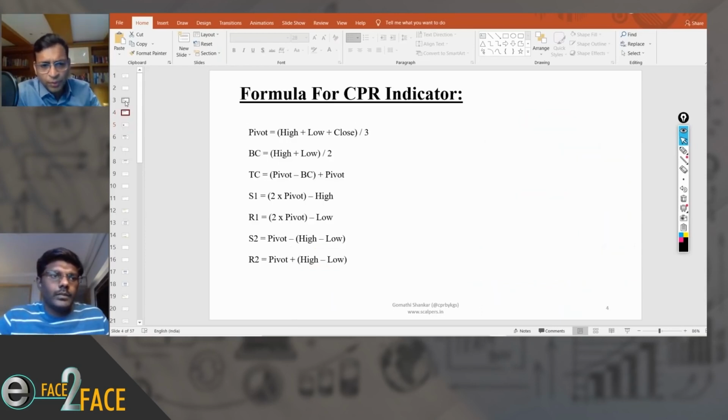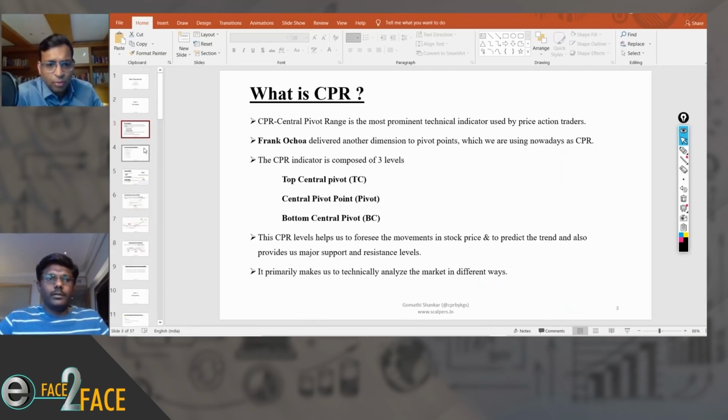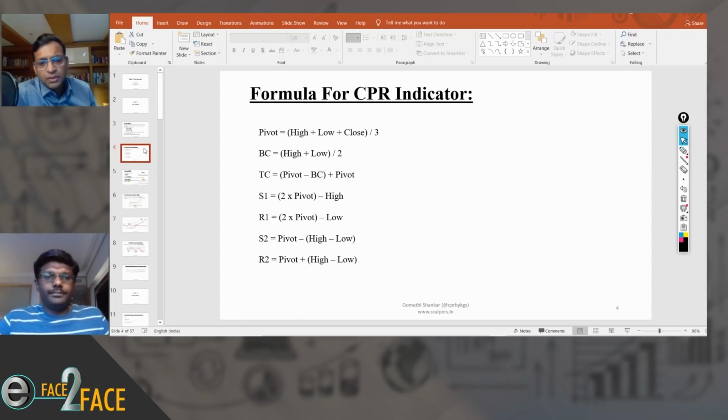I'm just trying to comprehend what you just said. Yeah, the formula. So, pivot is open high, low, close divided by 3. Okay, understood. BC is equal to high plus low divided by 2. So you are considering the high and low for the day divided by 2.